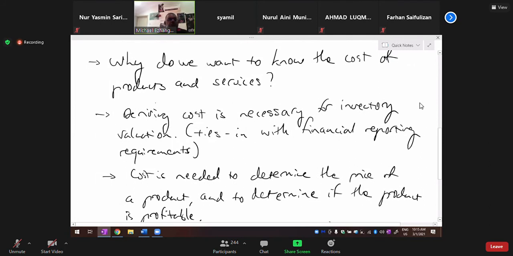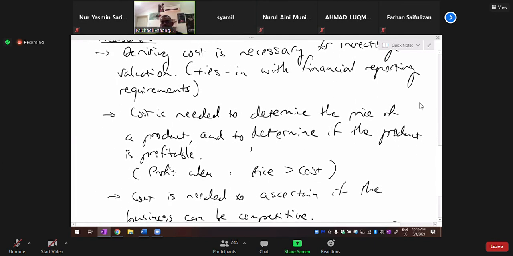Deriving cost is necessary for inventory valuation. And as I said, it ties in with financial reporting requirements. Auditors will check to see whether you have valued inventory accurately. They will pay close attention to your inventory valuation process. You follow what I'm saying?